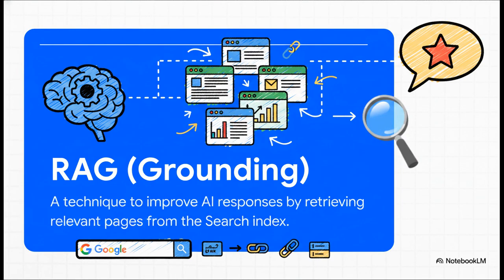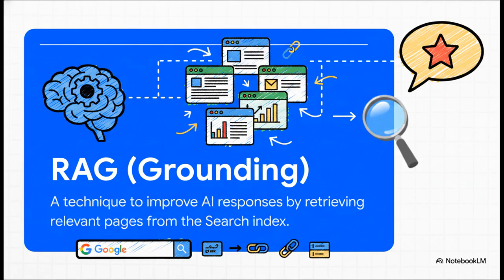To really understand that retrieval process, we have to look at RAG, or Retrieval-Augmented Generation. You'll also hear this called grounding. Google uses this technique to drastically improve the quality, accuracy, and freshness of its AI responses. So instead of the AI just making up an answer out of thin air from its training data, it relies on Google's core search ranking systems to fetch relevant, up-to-date web pages from the existing search index. The AI then reviews that specific retrieved information to generate a reliable response.